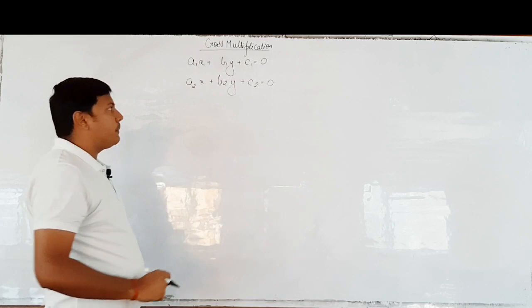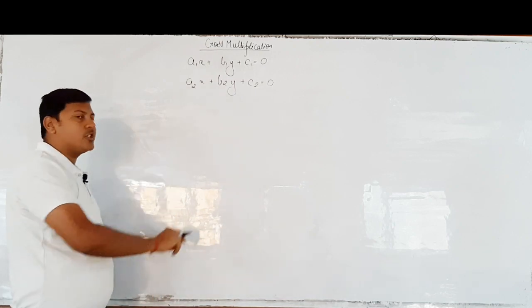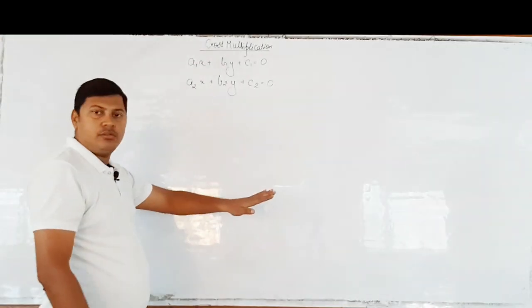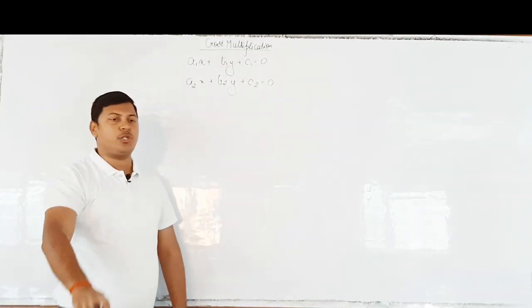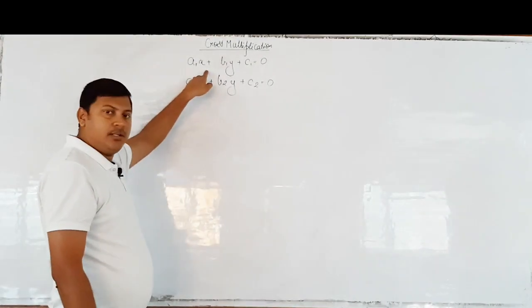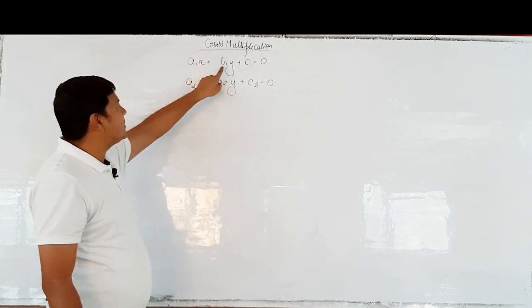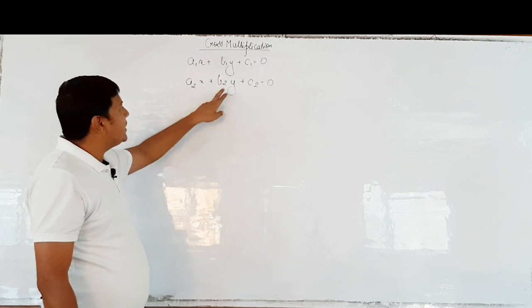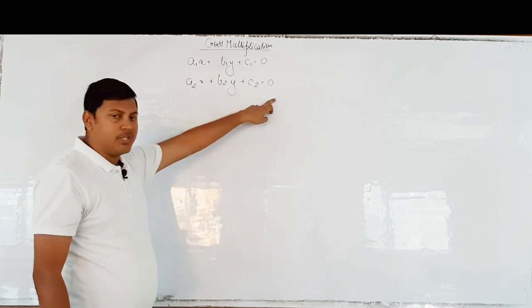First of all, during cross multiplication we have to arrange and write every equation in this form only: a1x plus b1y plus c1 is equal to 0, and a2x plus b2y plus c2 is equal to 0.